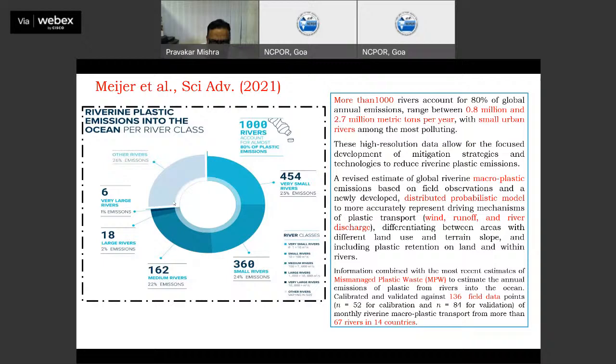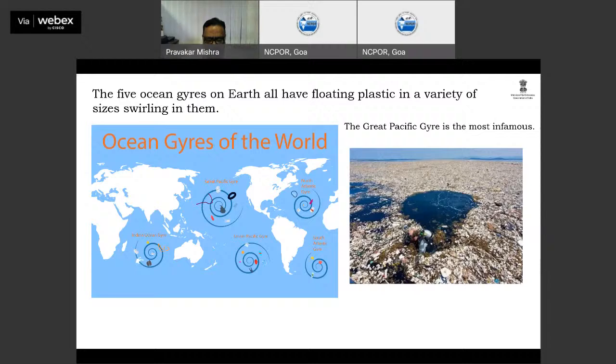Ultimately, this gives an idea of the linkage between the source and the sink, which ultimately goes to the ocean. With the ocean gyre systems, as we know, there are five ocean gyres in all our oceans. There were some findings about the Great Pacific Gyre, in the central part of the Pacific Ocean. The picture in the right-side panel shows the amount of plastic being accumulated in that part of the Pacific Ocean.